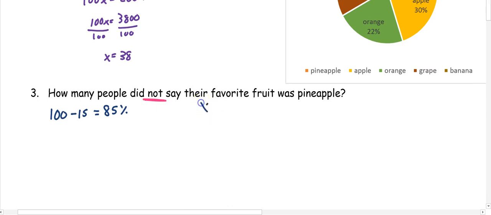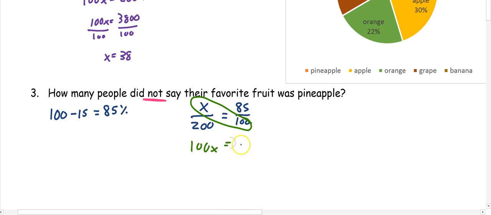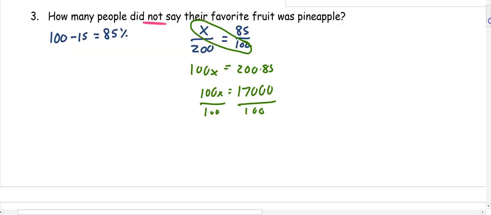So we want to figure out how many people that was. We're going to have x over the 200 people that voted equals 85 over 100. To solve for x, we are going to cross multiply. So we get 100x equals 200 times 85. So we get 100x equals 17,000. And when we divide by 100, we get that x equals 170 people.